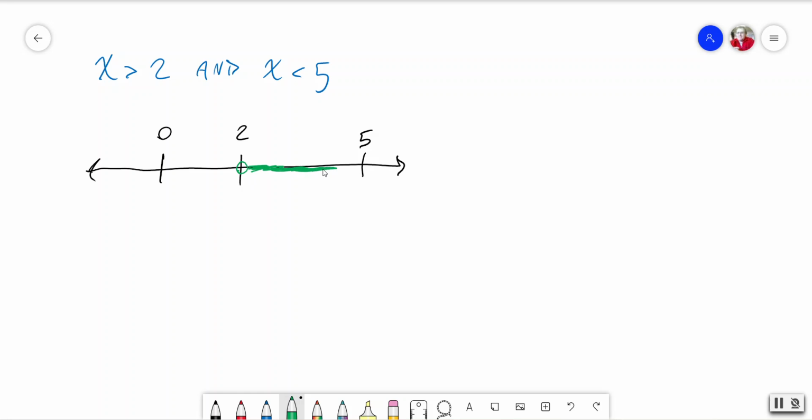This plain green area here doesn't interest us because, yeah, it's bigger than 2, but once you get past here, it's not lower than 5. Then this red area we're not interested in because, yeah, it's less than 5, but it's no longer bigger than 2. So it has to be both conditions met simultaneously.